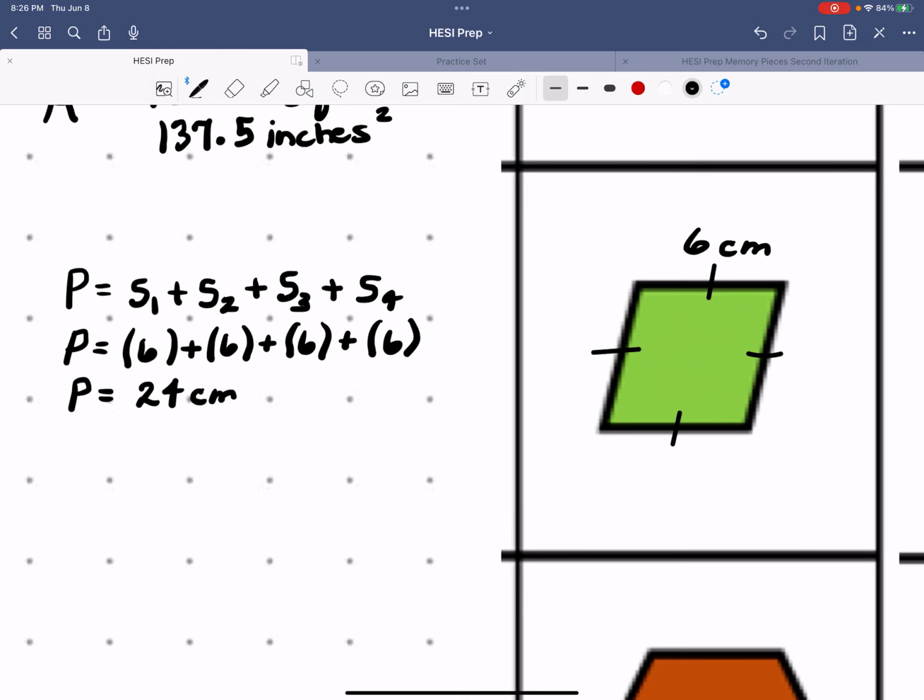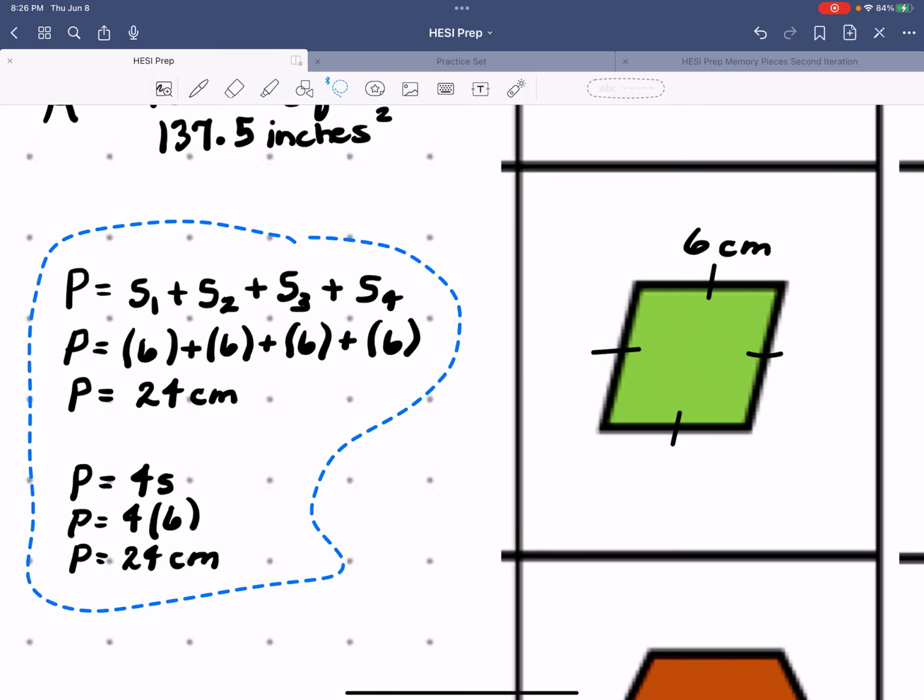24 centimeters. You could also have just said perimeter is 4 times the side because the sides are equal. So perimeter is 4 times 6. The perimeter is 24 centimeters. Either formula will work. That's a rhombus.